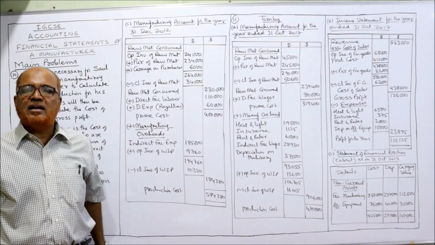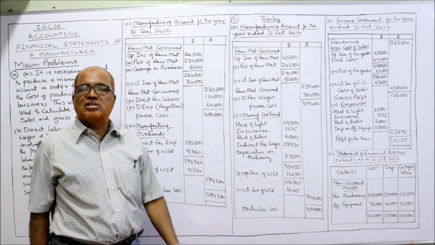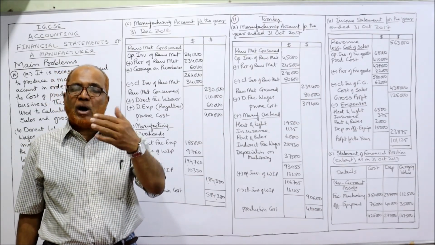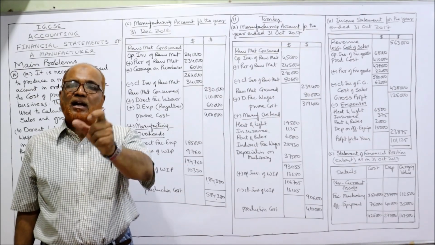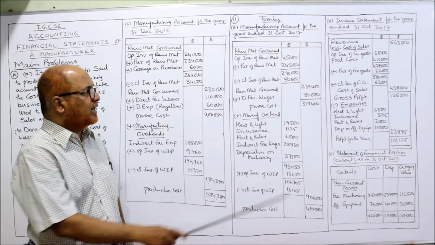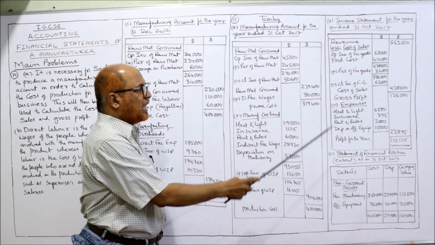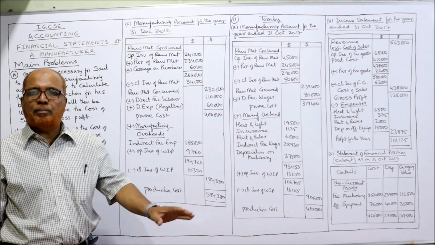To this we add direct factory wages. So direct factory wages are 80,000. Just now I told you some amount is owing, outstanding. We have added 1,400. So 78,600 plus 1,400 we get 80,000. Add up, 3,19,400 is the prime cost. We got the prime cost.